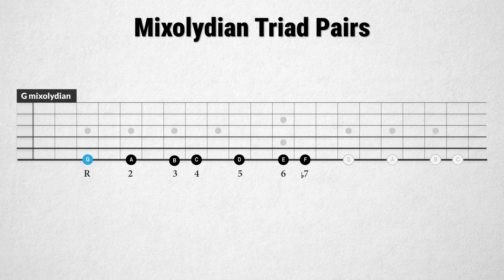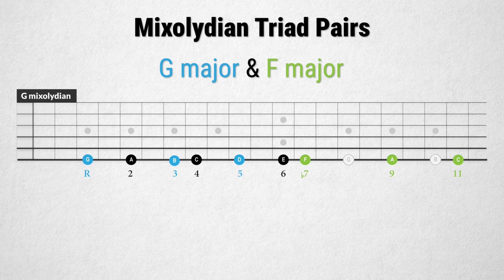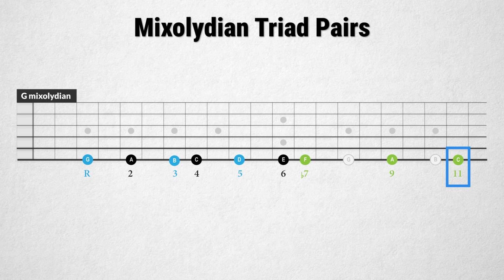Now, the F major triad on the minor 7th degree and the G major triad on the tonic are 2 chords that do not share any note, and the F major triad contains the characteristic Mixolydian minor 7th degree, the note F. Now, besides that, the F major chord contains also the 9th A and the 11th C. So over the G dominant 7th vamp, this triad pair will work very nicely.